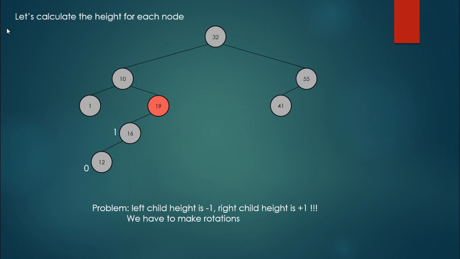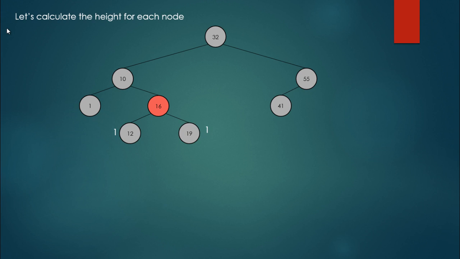We don't have to make rotations until the difference between the heights of the left and the right subtree is less than or equal to 1. But in this situation, it is 2. It is greater than 1. So we have to make rotations. And because this situation was doubly left heavy, we have to make right rotations. So the 16 will be the parent node, and the 12 will be its left node, and the 19 will be its right node. And we continue our algorithm.